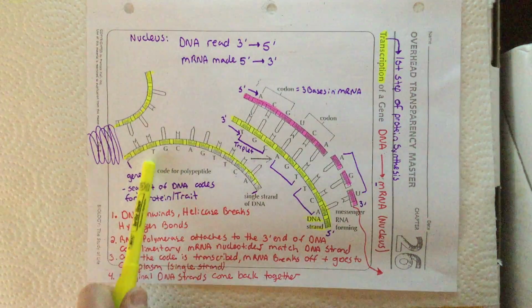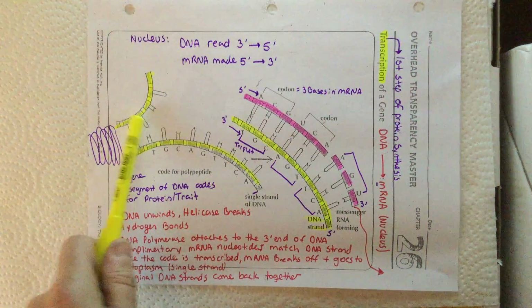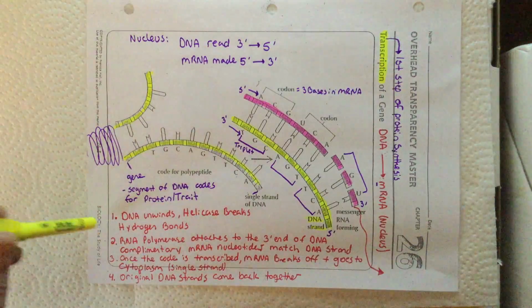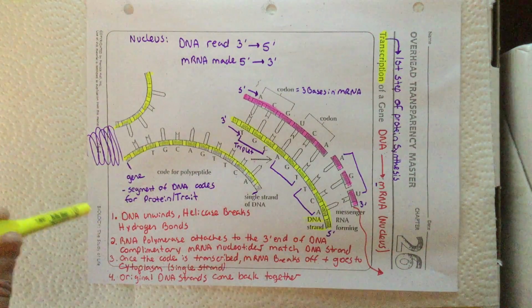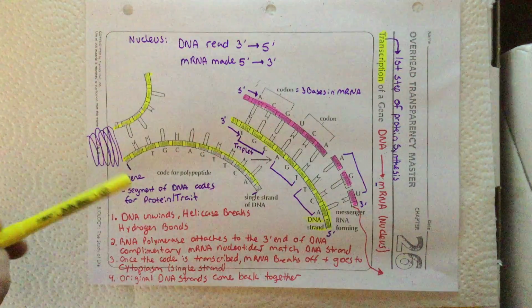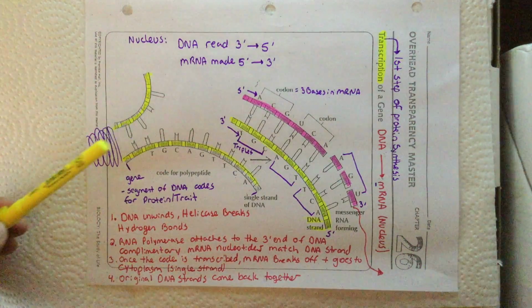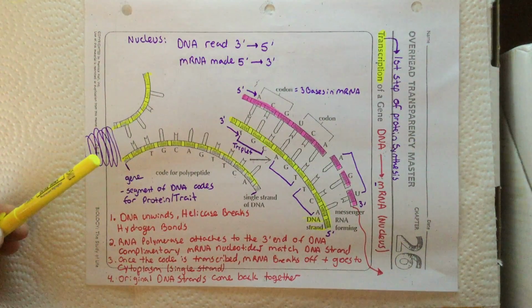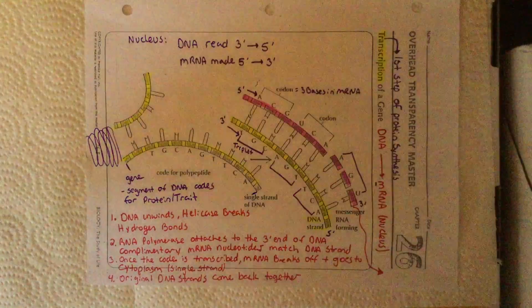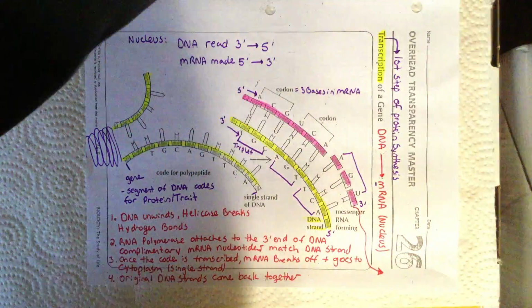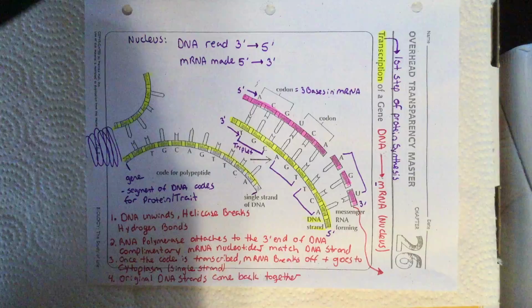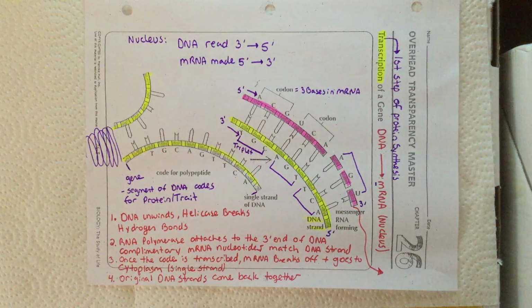So the yellow is my original DNA double strand. It starts out the same way. Helicase is still going to come in and do its job just like it did for replication. It's going to unwind it and break those hydrogen bonds. Instead of using DNA polymerase, however, now we're going to use RNA polymerase. RNA polymerase is doing the same job. It's just going to go through and make RNA nucleotides now.